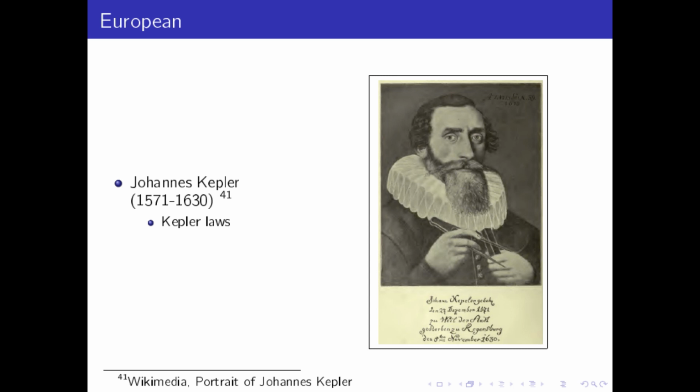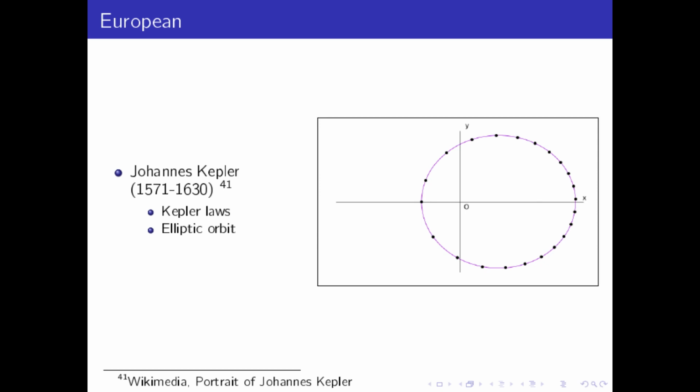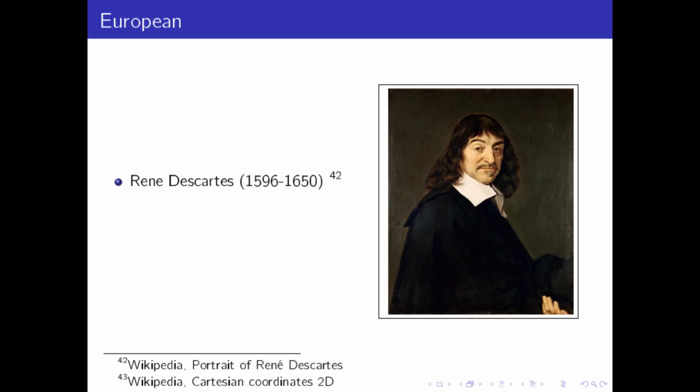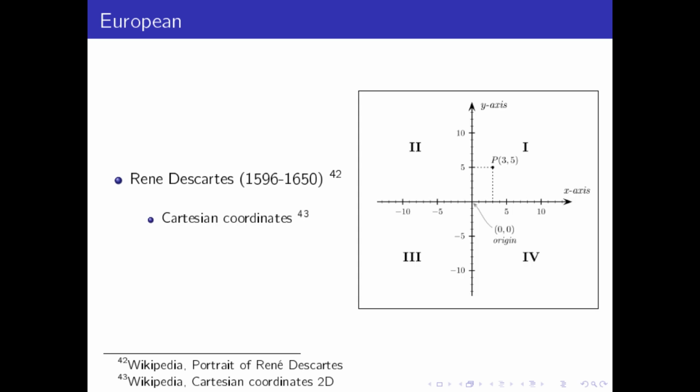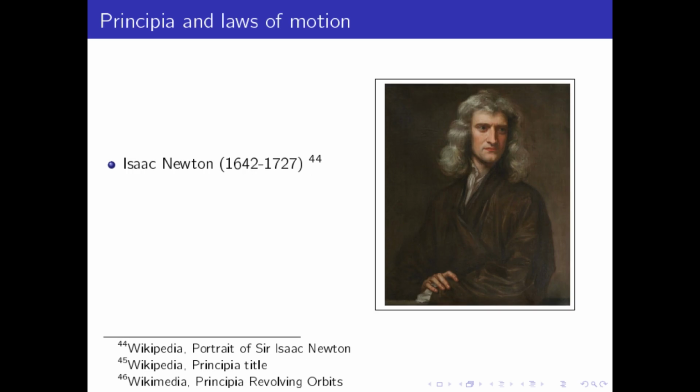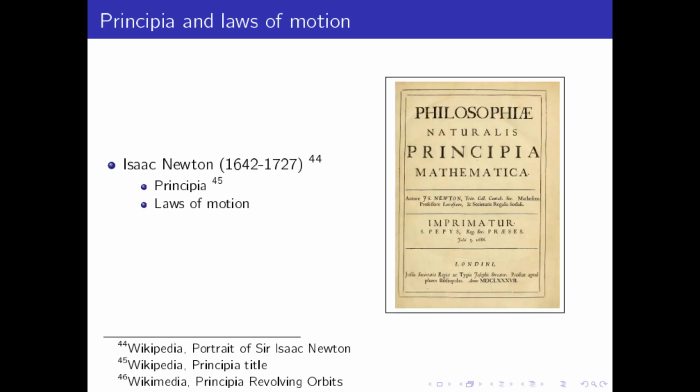Kepler made observations and studied the observational data for years and obtained 3 laws, which are known as Kepler's laws, and showed that planets follow elliptic orbits. Descartes invented the Cartesian coordinate system, which makes it possible to do calculations easier. Newton wrote Principia and gave laws of motion. Descartes had also written laws of motion. However, his laws were not as successful as Newton's laws in explaining motion.